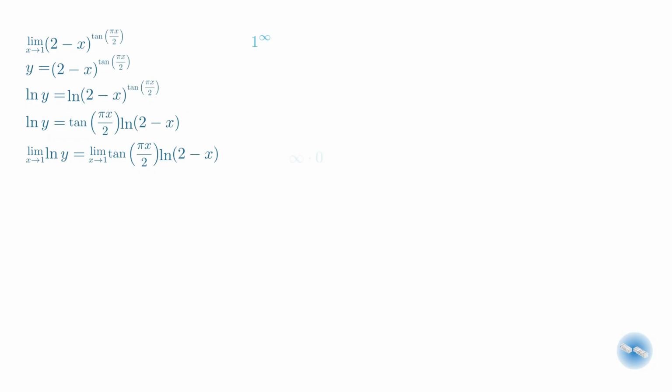Evaluating the limit gives an indeterminate product, infinity times 0. We need to rewrite the limit in a form that will allow us to apply L'Hopital's rule. Evaluating the limit gives us the indeterminate quotient infinity over infinity.